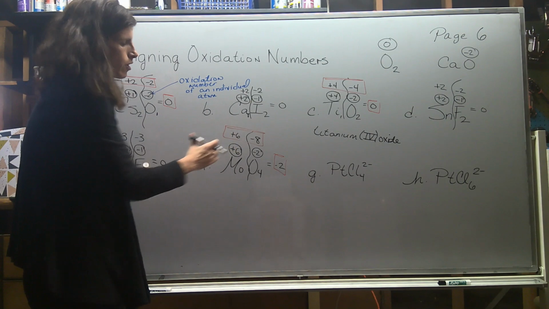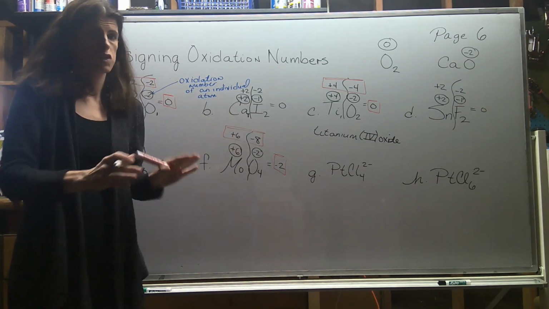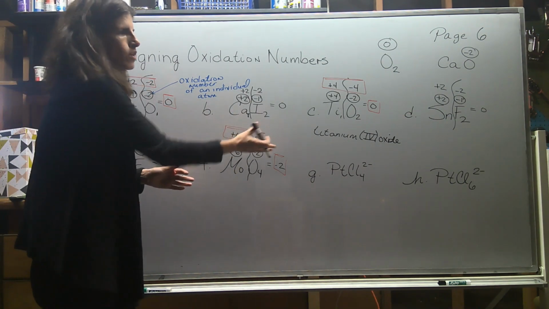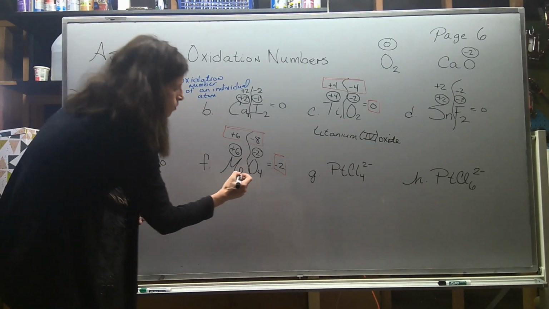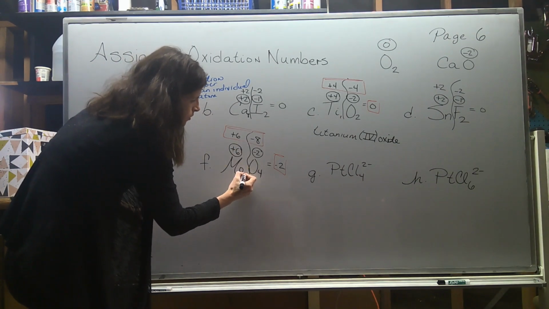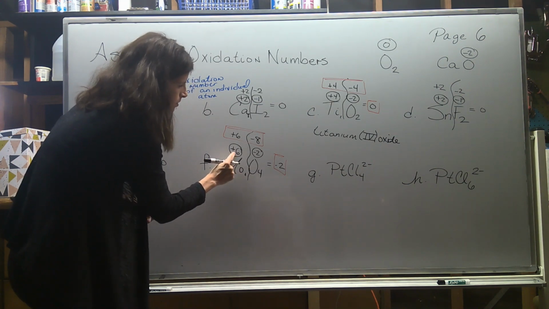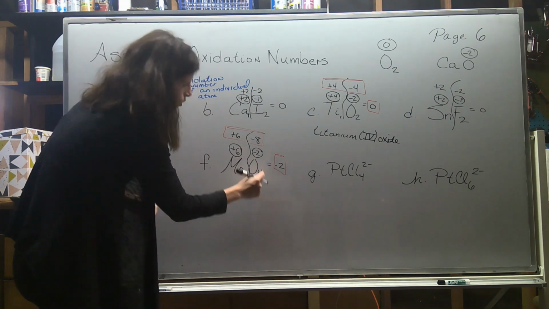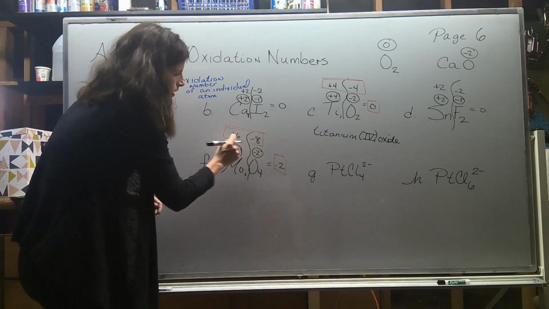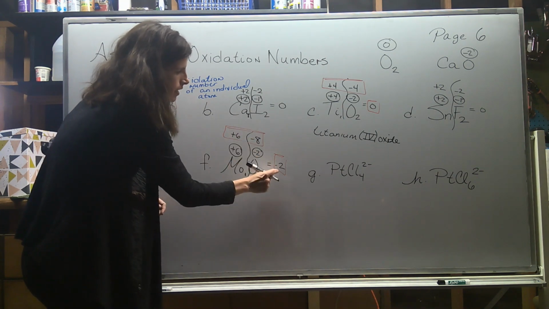And if you're curious about the numbers in red, the numbers in red are just my work. To be honest, you're never going to have to report those. What's more important are these circled numbers. But I'm getting these by doing the coefficient. 1 times 6 equals +6. 4 times -2 equals -8. And then +6 minus 8 equals -2.